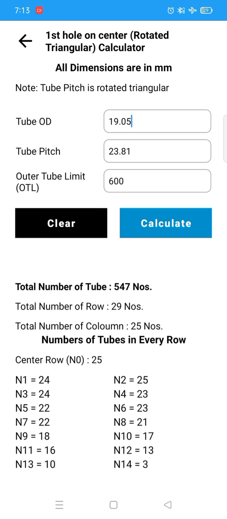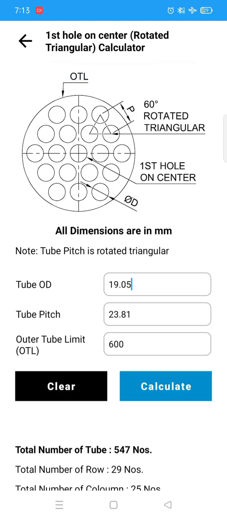In the center row there are 25 tubes arranged. In first row N1, 24 tubes are arranged. In second row N2, 25 tubes are arranged, etc. Total number of rows is 14 above the center line and 14 below the center line, and 1 on the center line, so the total number of rows is 29. By this function you can easily calculate how many tubes are arranged in the tube seat.